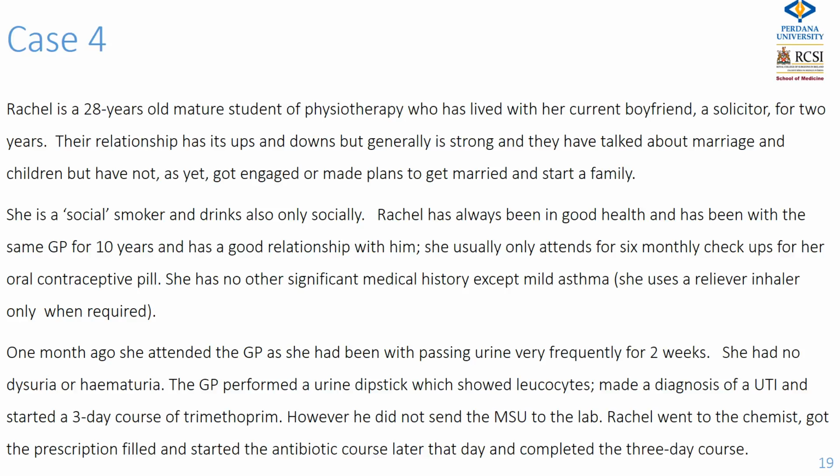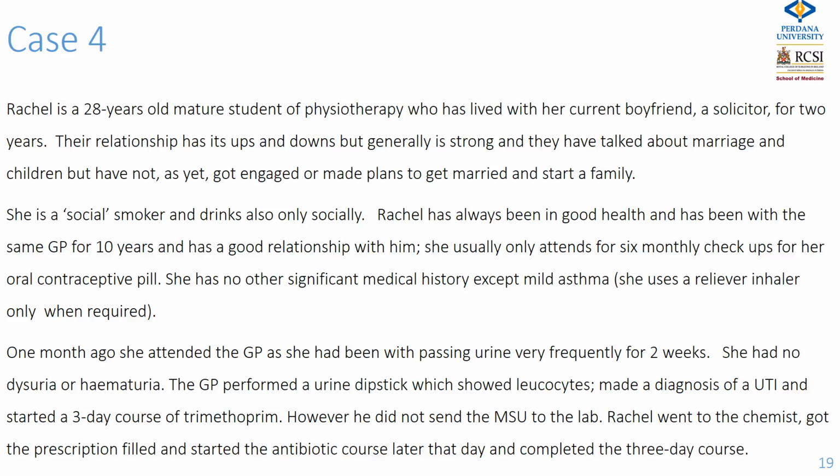Your patient here is Rachel, who is a 28-year-old mature student of physiotherapy, who has lived with her current boyfriend, a solicitor, for 2 years. Their relationship has its ups and downs, but generally is strong, and they have talked about marriage and children, but have not as yet got engaged or made plans to get married and start a family. Rachel is a social smoker and drinks also only socially. She's always been in good health and has been with the same GP for the previous 10 years.